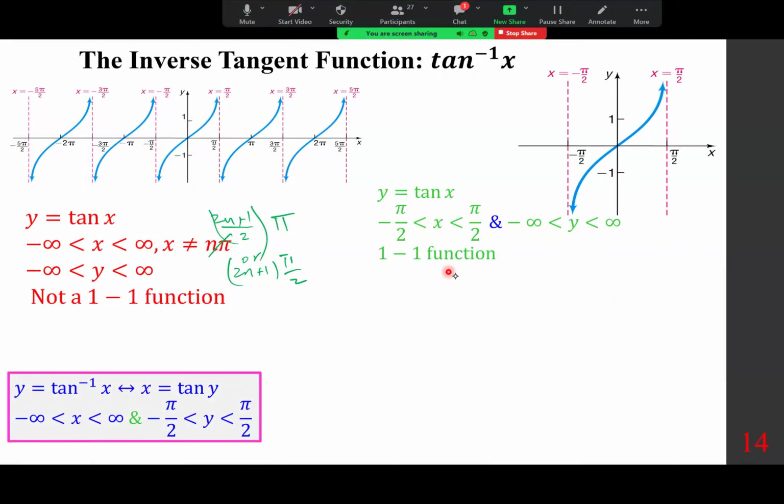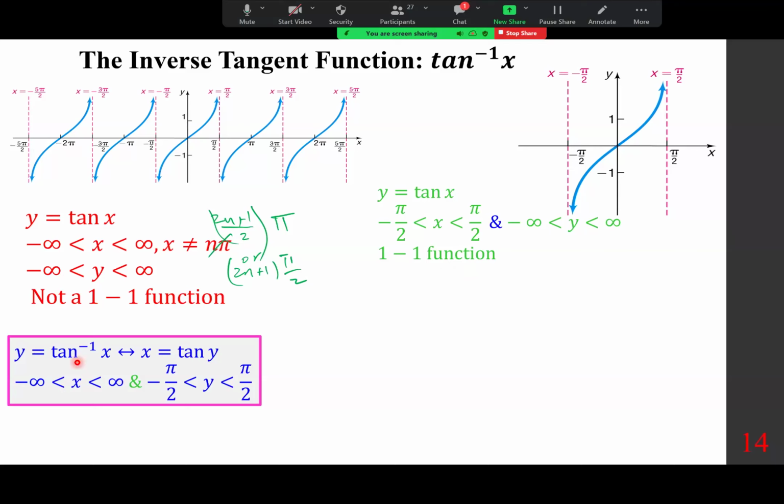So if we want to mention this concept, y equals tan inverse of x means x equals tan y, where x is between negative infinity and infinity. See, the range for tangent is now the domain for its inverse, from negative to positive infinity. The domain is all real numbers, and the range is between negative pi over 2 and pi over 2. So you put a few points, okay.